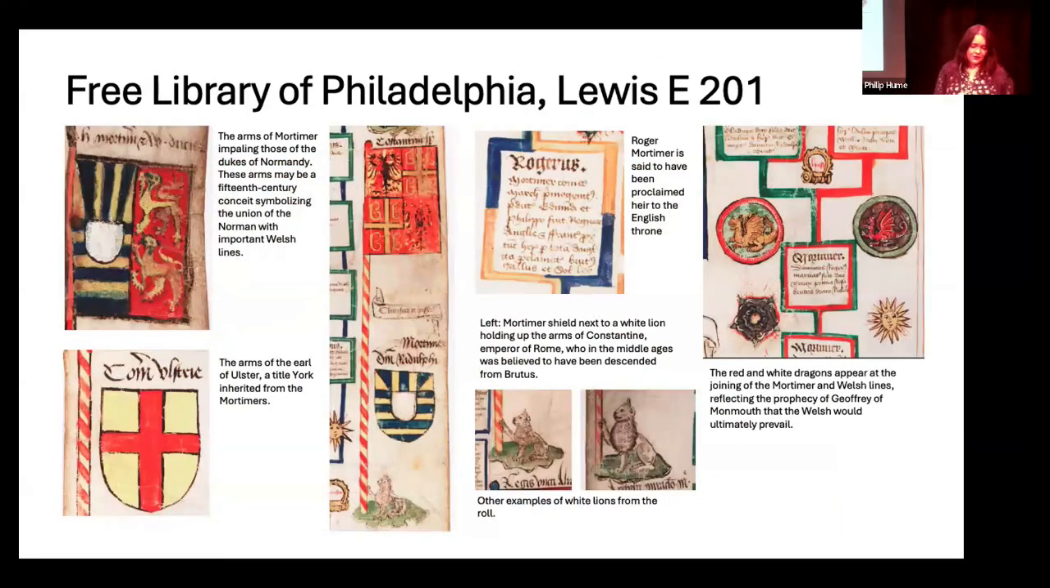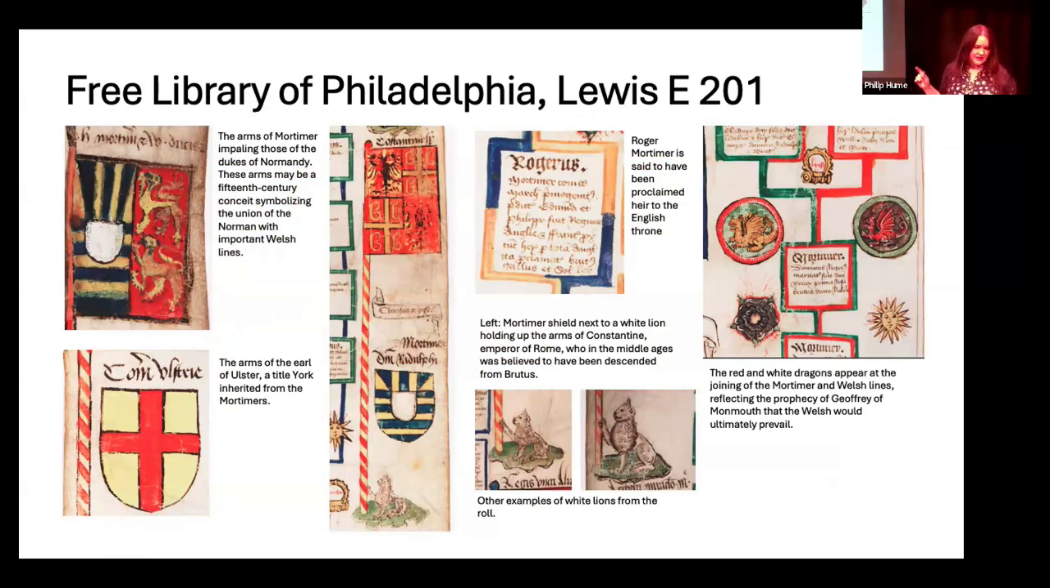There's also a lot of Mortimer-specific symbols on this roll, which you can see on this screen. I thought I'd just run through a few of these quickly to give you a sense of how prominent the Mortimers themselves are on this roll, rather than just the fact that they are descended from Lionel. So you can obviously see a Mortimer shield and banner here. The banner is impaled with the arms of Normandy.